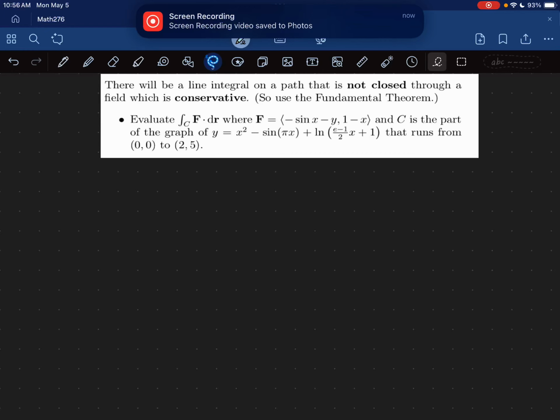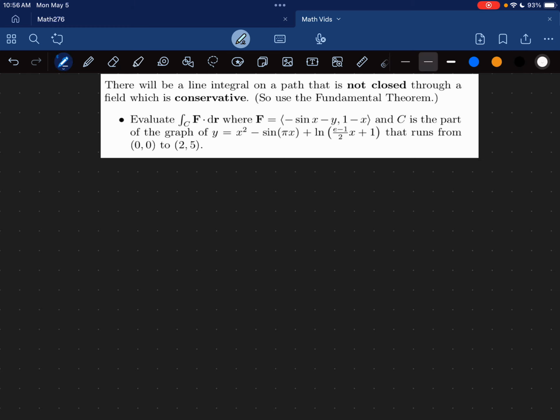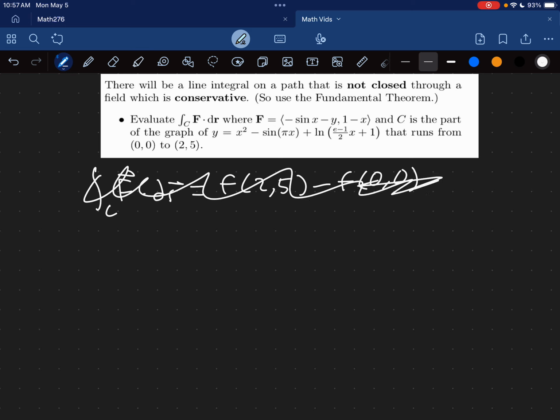Okay, so today I have a quick problem where we're solving a line integral using the fundamental theorem of line integrals. A quick way to state that is, if we have the integral of a F dot dr type integral, and it is not a closed path, but is conservative, we can just evaluate a potential function of F at the end minus the beginning. So basically what we need to do is find a potential function of F.